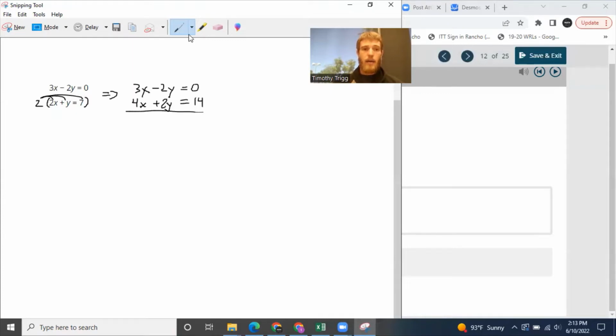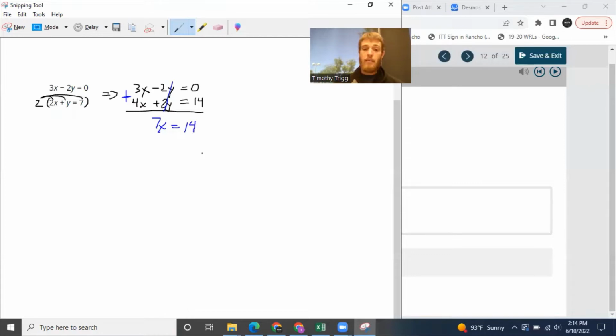Now, you may notice that when I add these two equations together, notice what happens to my y's. Well, they eliminate, right? That's why it's the elimination method. Now, they eliminate, but the x's do not. See, 3x plus 4x, that's 7x. And then equals, and then 0 plus 14 is 14.